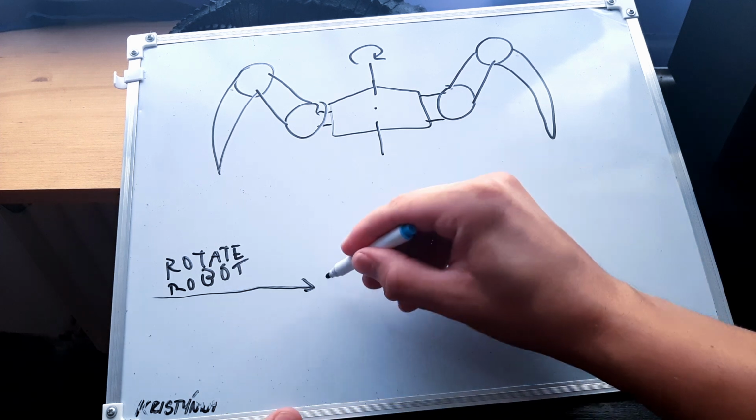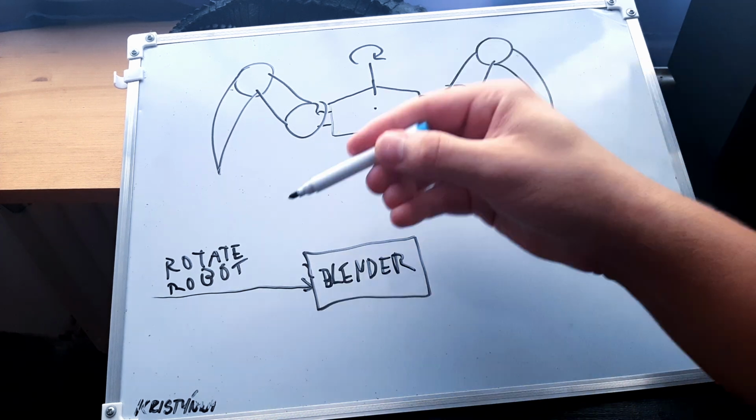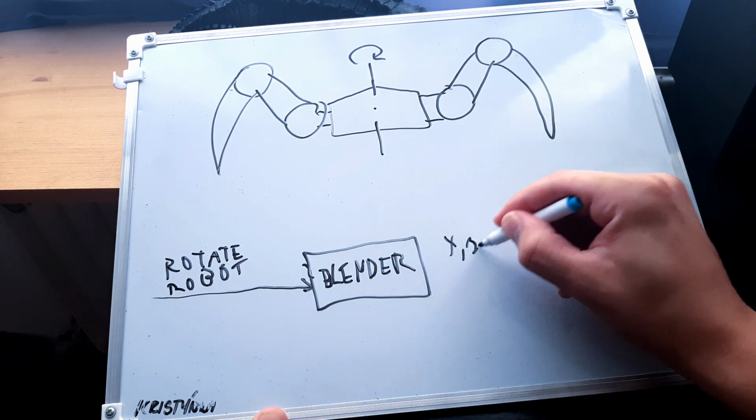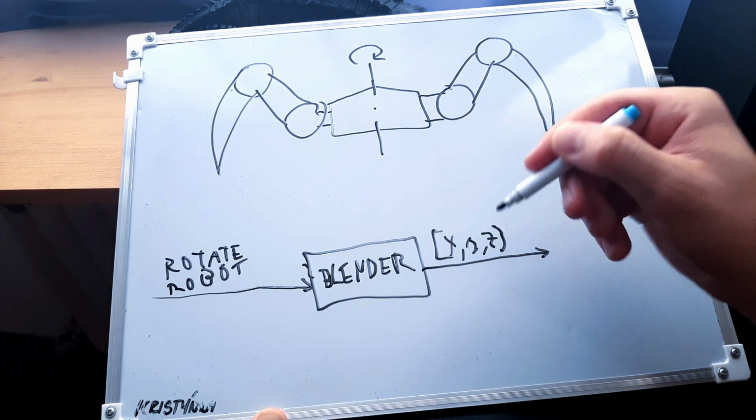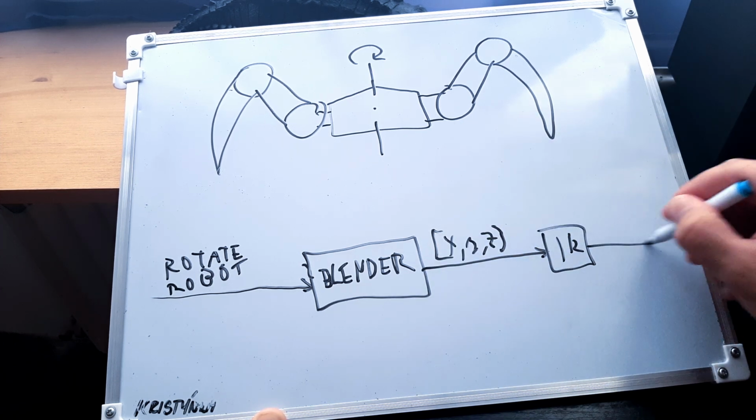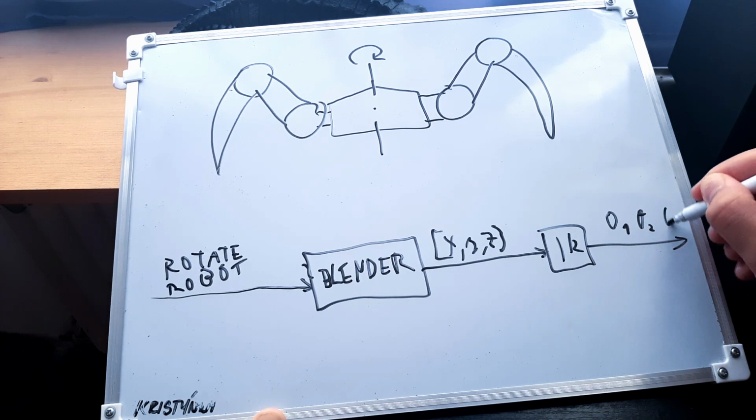So just to recap, I rotate the robot in Blender. Blender generates the spatial coordinates, which I paste to the Arduino. And the Arduino calculates the inverse kinematics and outputs the angles of the motors.